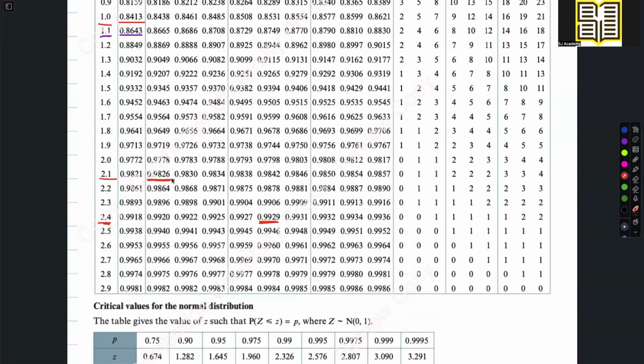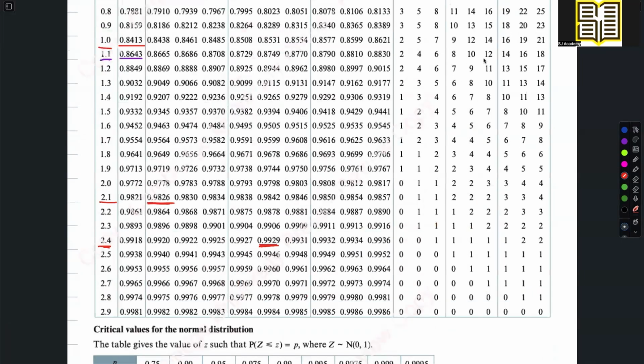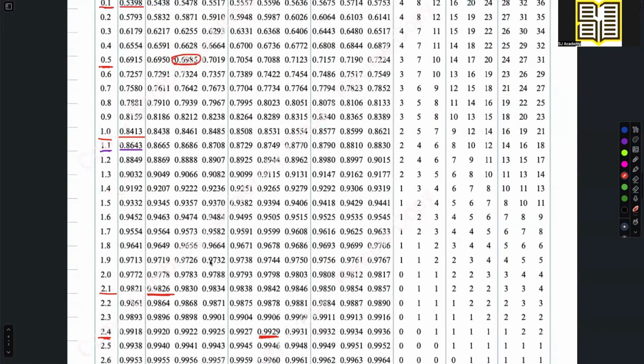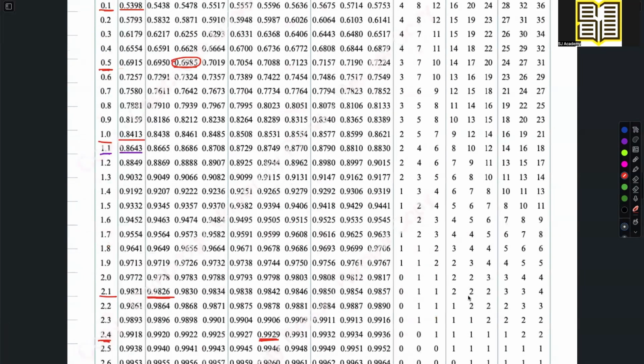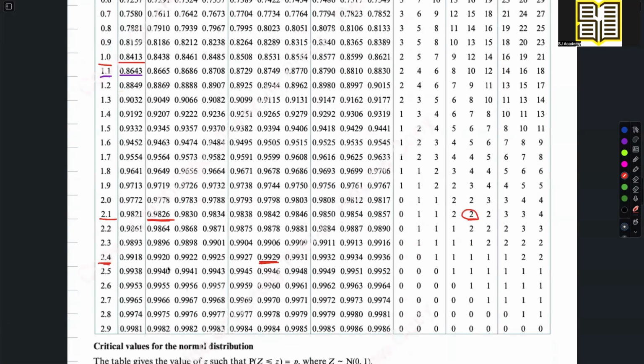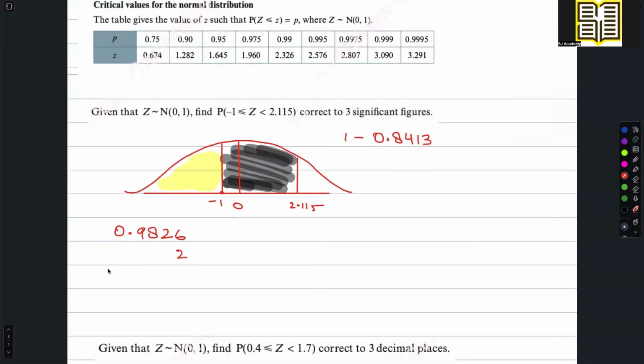So now once we have 2.11, this part of the table will give us the value to the third decimal place. So over here, this is 5, matching it up with 2.11, we have a 2 over here. So we'll add 2 to the total value, and the total probability will become 0.9828.